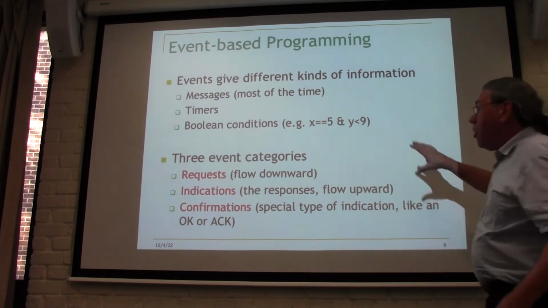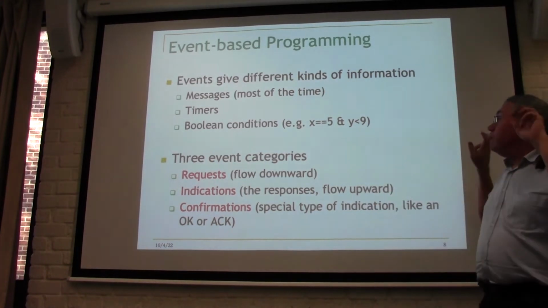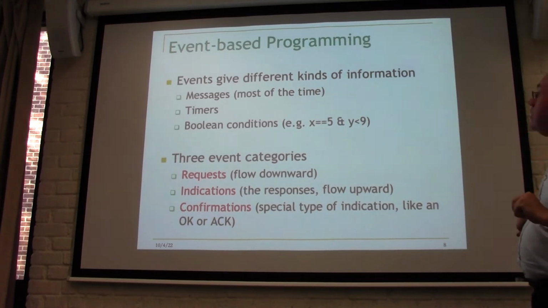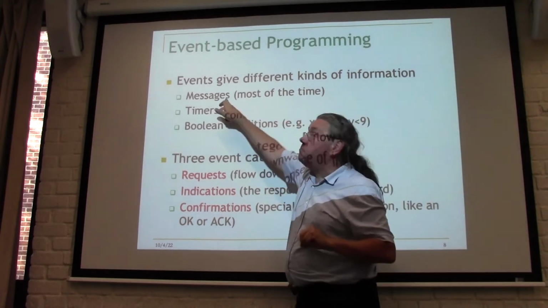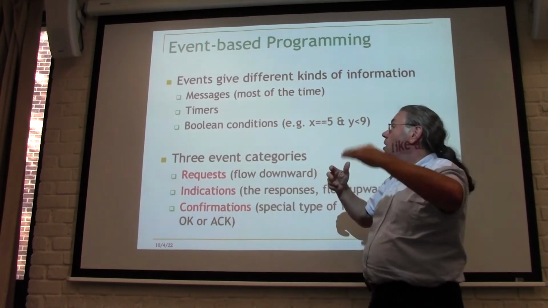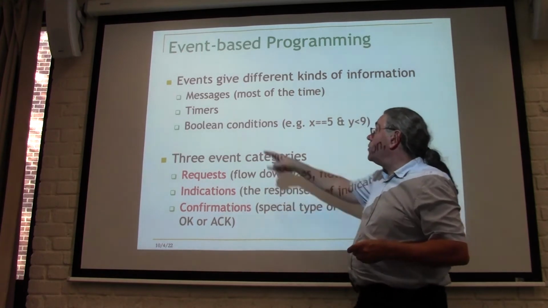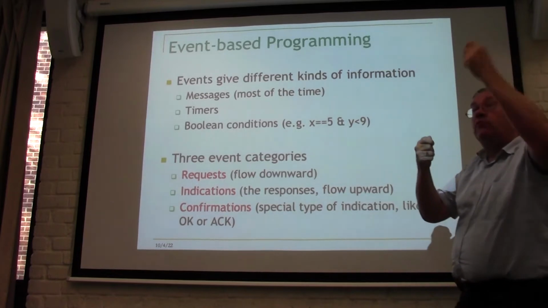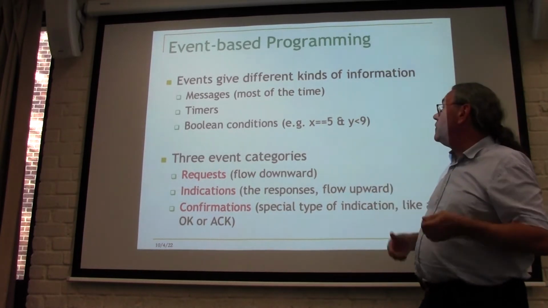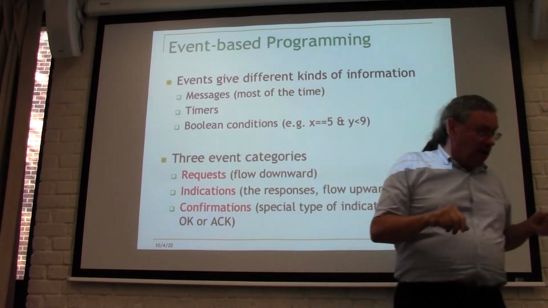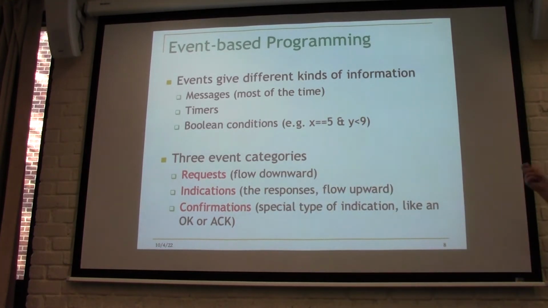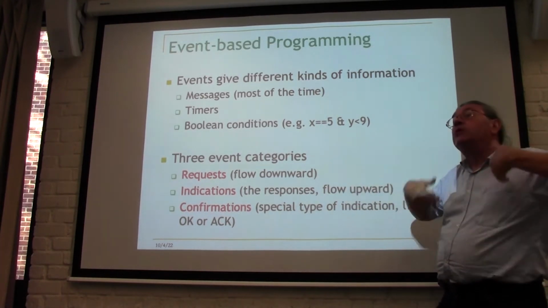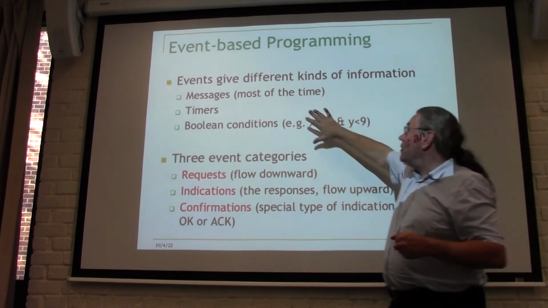The reason why upon event is not called receive is because it's not just messages, actually. They call them events. It could be messages coming: a message comes and you execute. But it could also be timers. You set a timer, and when the timer times out, it's an event. Or it could even be a Boolean condition. If there's a local variable which has a certain value, then when that condition becomes true, that piece of code can be executed. So these are events.